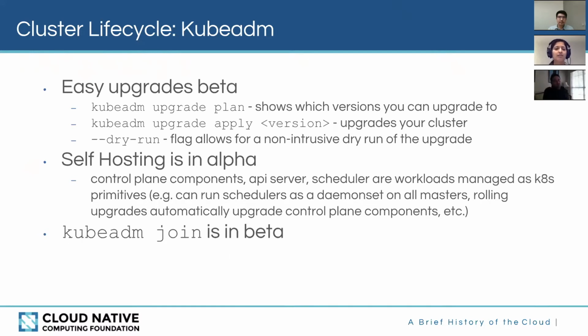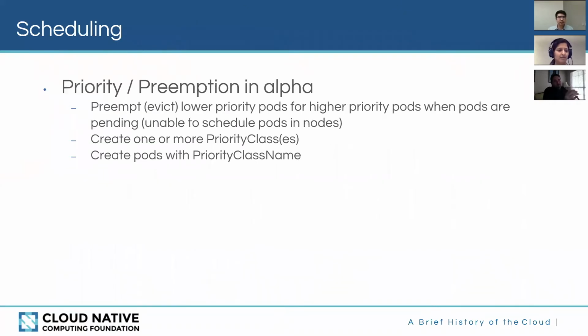There are a couple of alpha features. Self-hosting is an alpha feature. I'm not going to go into that in too much detail. Again, it's experimental. And then Kubeadm join is in beta as before. I mentioned that there are a number of experimental features that are quite exciting, and while experimental features are not ready for production, you may be interested in trying them out.